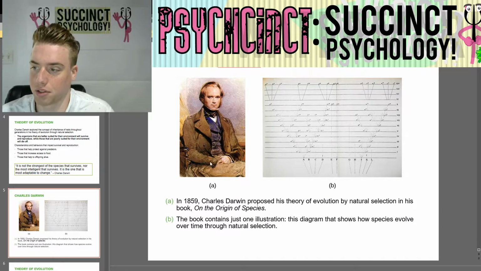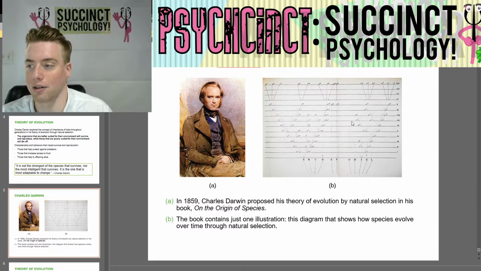So here we have Charles Darwin. In 1859, Charles Darwin proposed his theory of evolution by natural selection in his book On the Origin of Species. Figure B here, the book contains just one illustration. This diagram shows how species evolve over time through natural selection. You can see it's a pretty complex little graph he's got here, but it's just breaking down how species change and evolve over time.